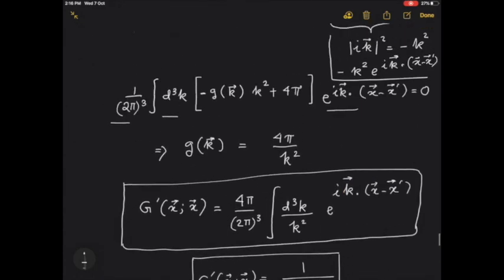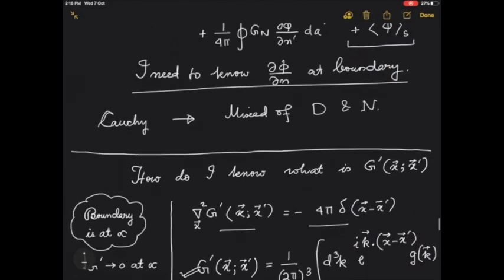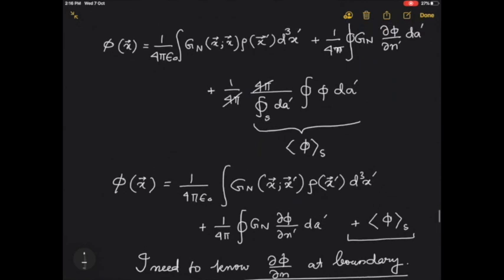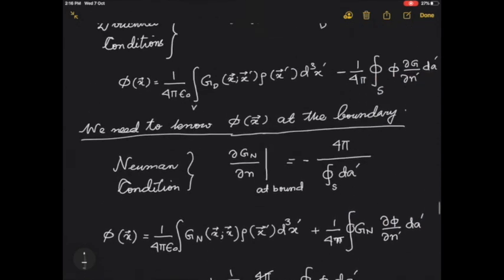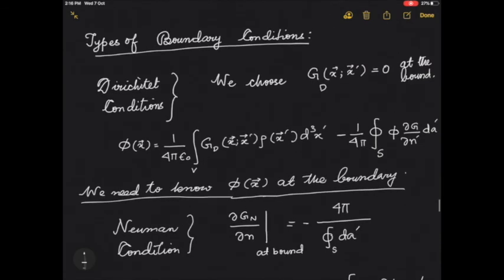But that is one part of the puzzle. The other part of the puzzle is that once I know g, then depending on what type of boundary condition you have, you can write down the solution either in this form if it's the Neumann boundary condition, or in this form if it's the Dirichlet boundary condition.